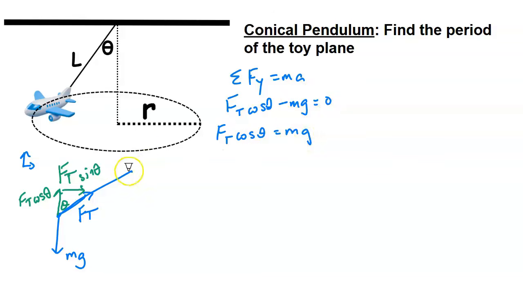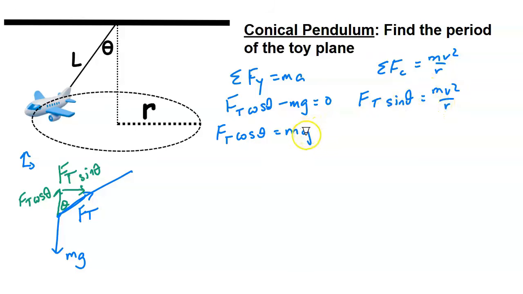Okay. Now let's take a look at it horizontally, and we are going to use our centripetal force equation, which is equal to mv squared over r. So what force is playing the role of centripetal force? It is going to be F_T sine theta. So not tension, but a component of tension. So we have F_T sine theta is equal to mv squared over r.